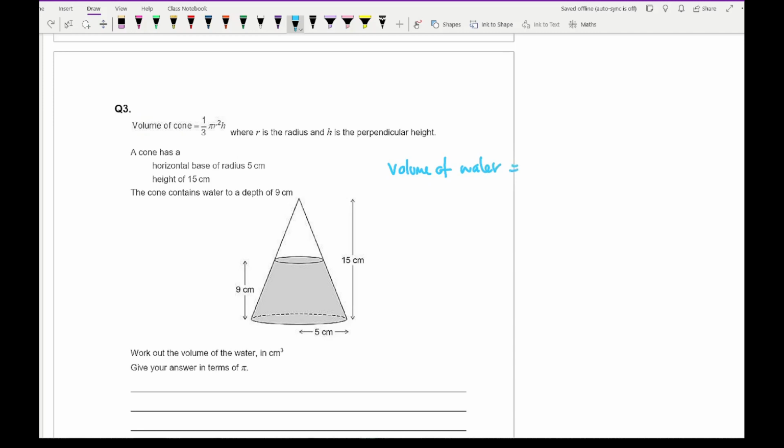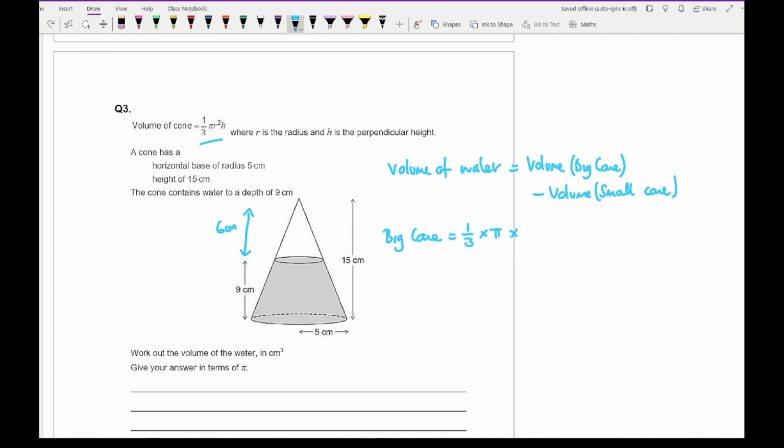So for this, the volume of the water is equal to the volume of the big cone minus the volume of the small cone. For the big cone, using this formula, I've got 1/3 times pi times the radius. Now looking at this, I need to use a bit of similarity. The height of the small cone is going to be 15 take away 9, which is 6 centimeters.